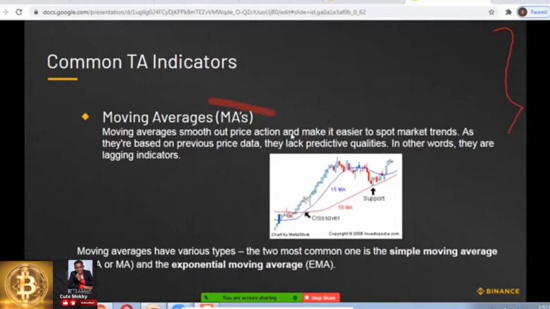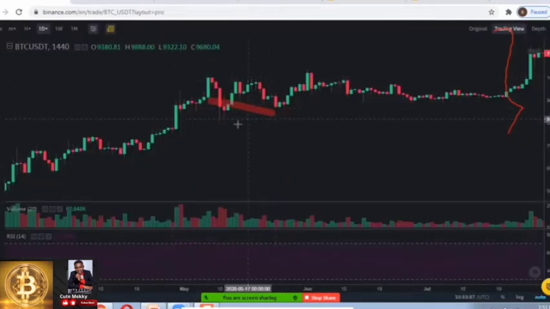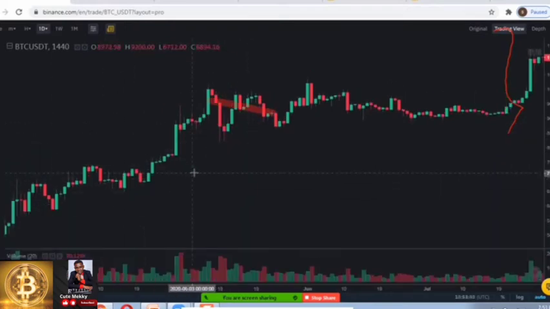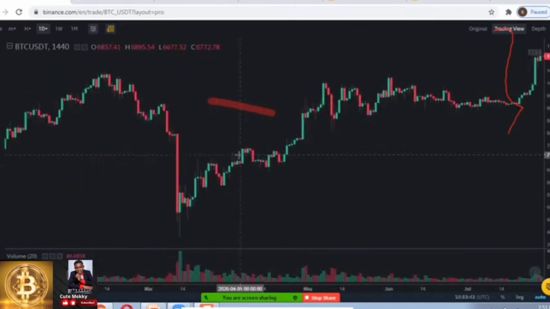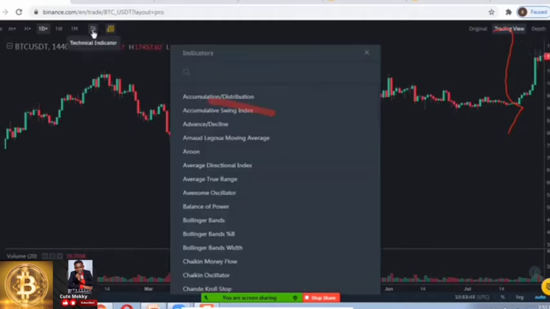Remember, you can't use the moving average if the market is moving sideways. You can't use it. They lack predictive qualities. In other words, they are lagging indicators. What does that mean? It means that you cannot actually use the moving average to predict the price of the market. You can only use it to support your trade in defining the type of market, that is, is it moving upward or downward?